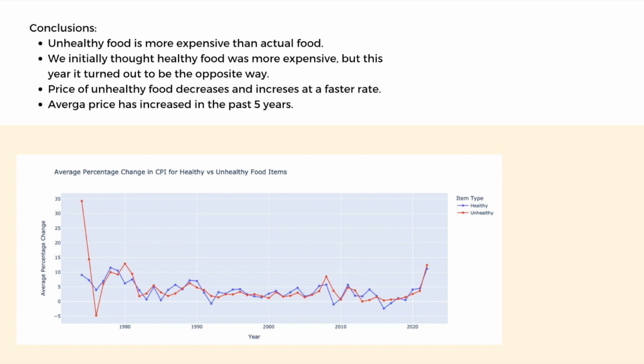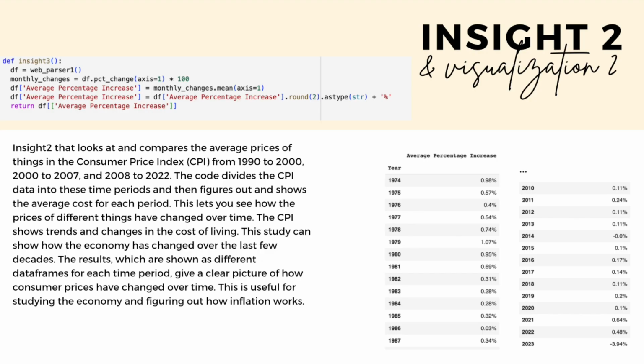and that the price of unhealthy foods will increase and decrease at a much faster rate versus the healthy food prices. And that food prices on average for the past 5 years are increasing, and the current increase is quite rapid. The Consumer Price Index (CPI) was used to look at and compare the average prices of goods from 1990 to 2000, from 2000 to 2007, and from 2008 to 2022.